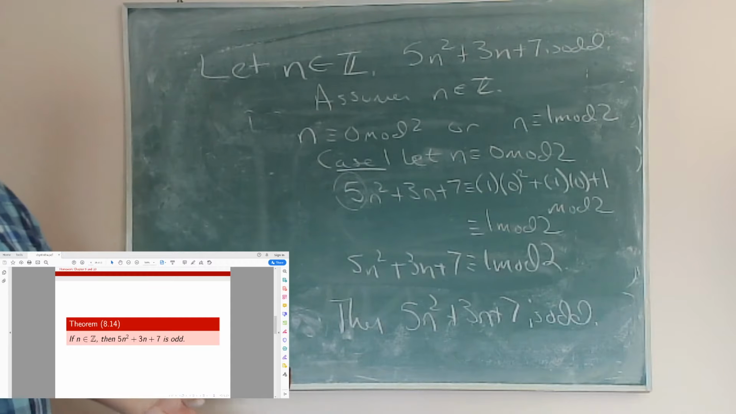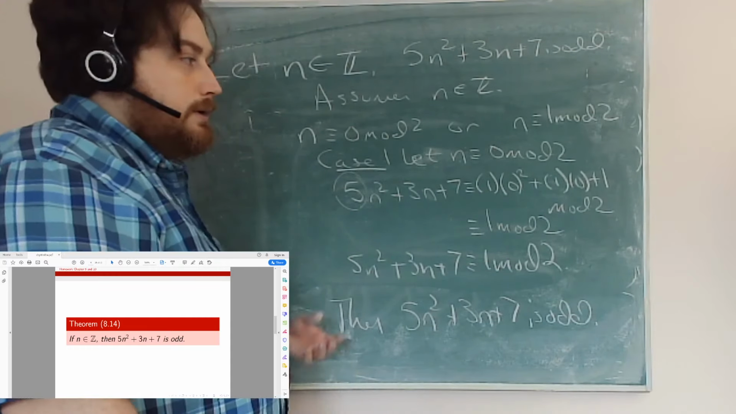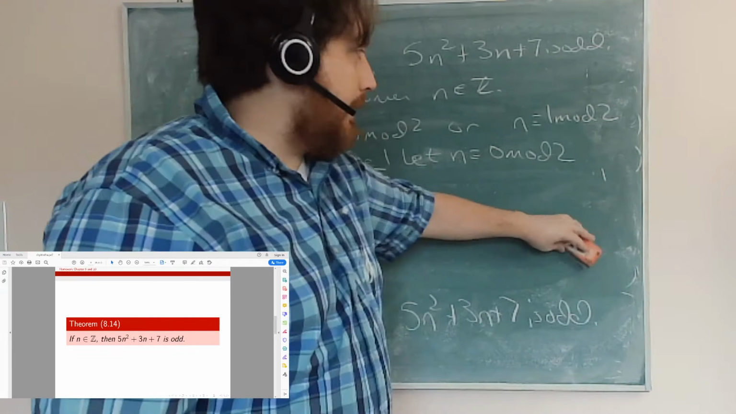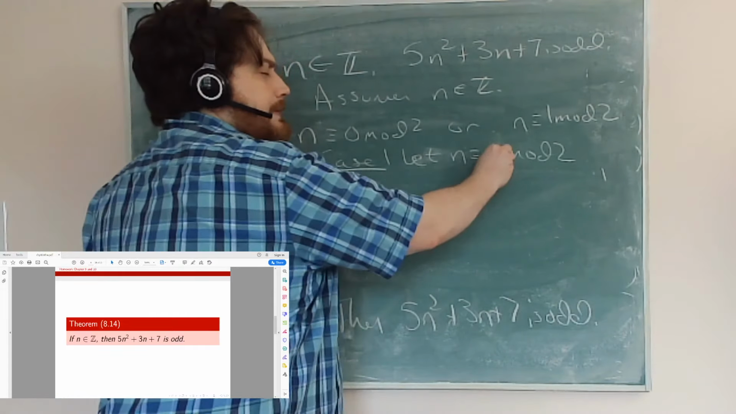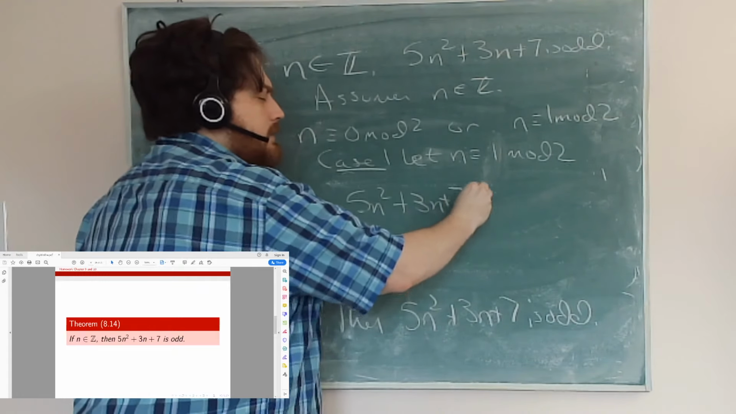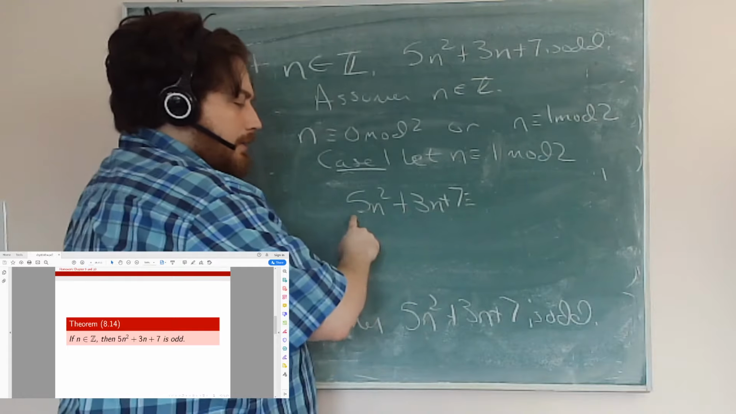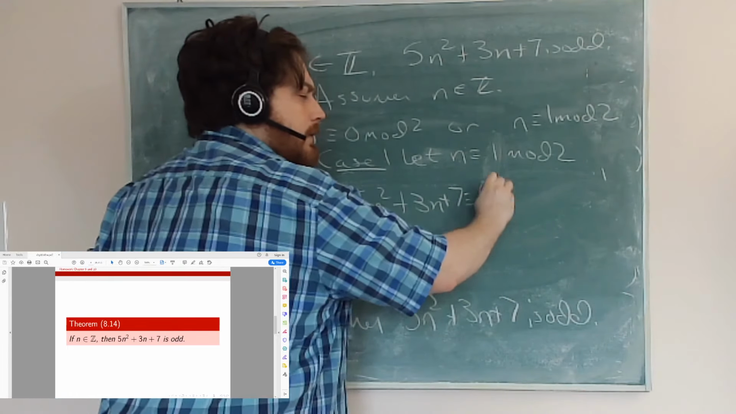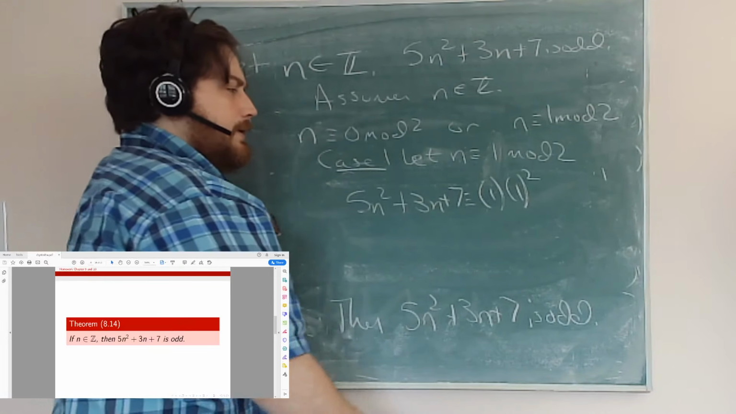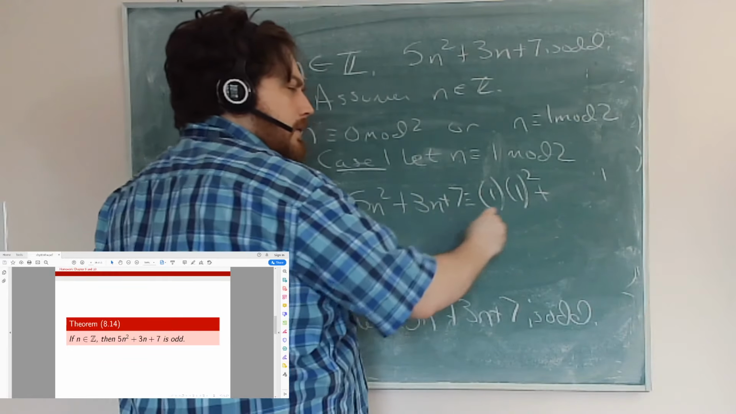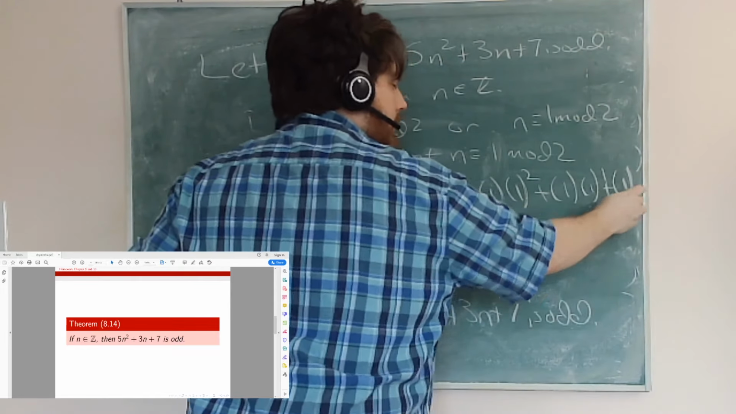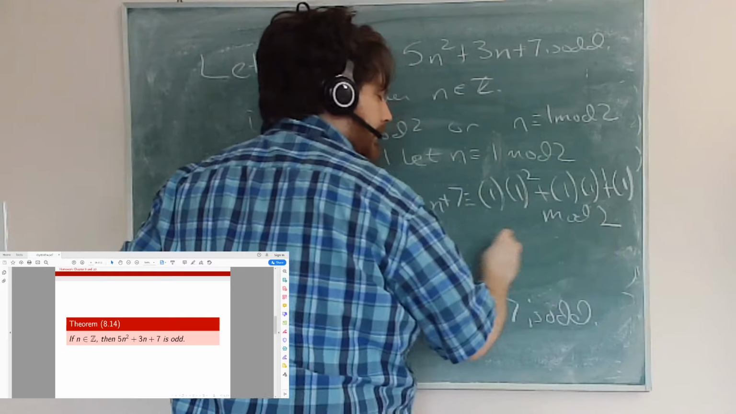We're not quite done with the whole proof because we still have to prove case 2. So what is case 2 going to be? Well, I'm going to work through a similar thing here, except I'm going to work with n congruent to 1 mod 2. So I'm going to start with 5n squared plus 3n plus 7 is congruent to, and now I'm going to do the substitution all over again. 5 is congruent to 1, but this time n is congruent to 1, so I get 1 times 1 squared, plus 3 is congruent to 1, n is congruent to 1, and 7 is congruent to 1 mod 2.